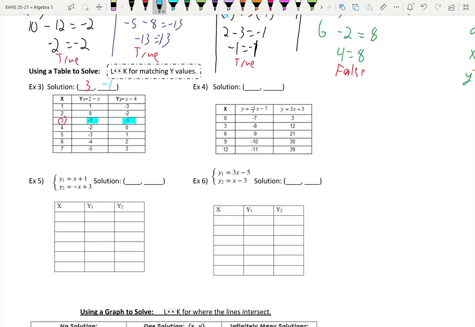Okay, now on this one, I'm going to go down and look for it. Negative 7, 3, no, 8, 12, 9, 9, to negative 10, 30, and negative 11 and 39.